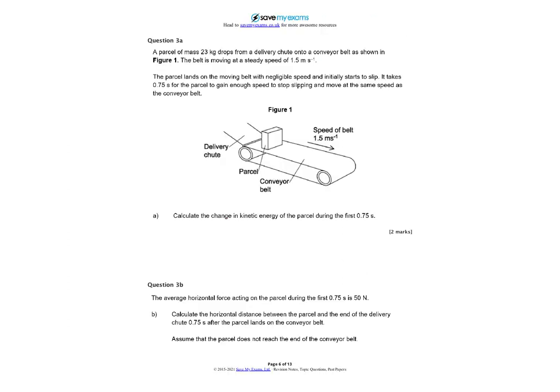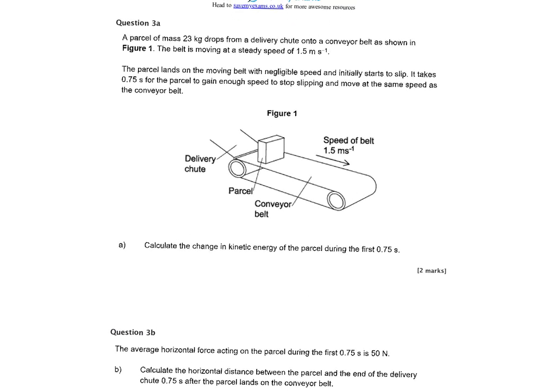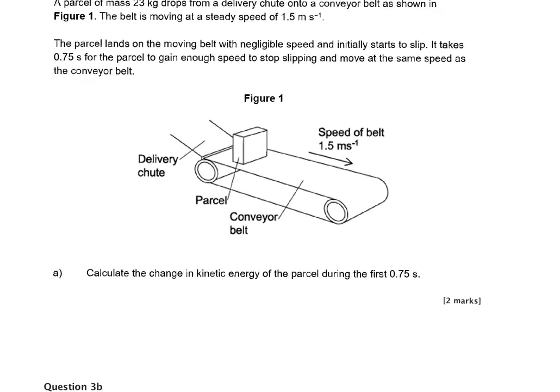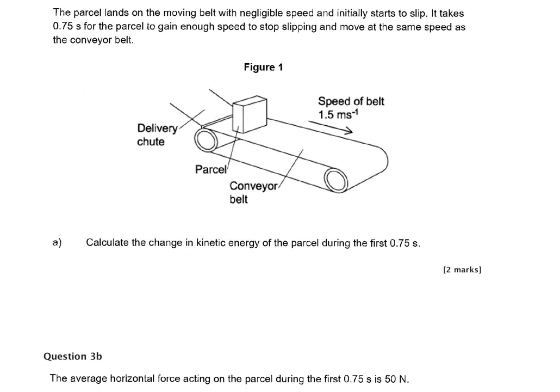Question 3A. A parcel of mass 23 kilograms drops from a delivery chute onto a conveyor belt as shown in figure 1. The belt is moving at a steady speed of 1.5 meters per second. The parcel lands on the moving belt with a negligible speed and starts to slip, it takes 0.75 seconds for the parcel to gain enough speed to stop slipping and move at the same speed as the conveyor belt.